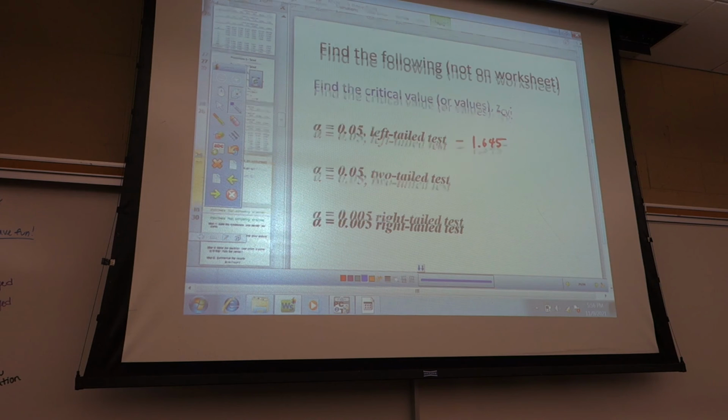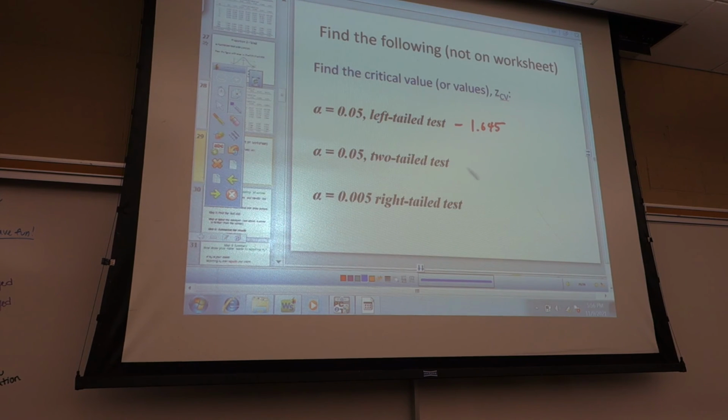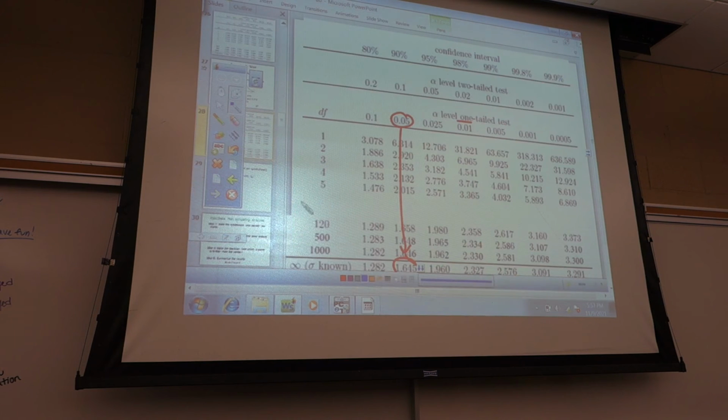The next one, Kayla, what did you get for the next one? 1.960. Yep, 1.960. But what's up? It's two-tailed, so it should be what? Plus or minus. Yep, plus or minus. Both those. Everybody on board? And again, if you look back at our thing here, it's two-tailed, 0.05, all the way down. That one right there.